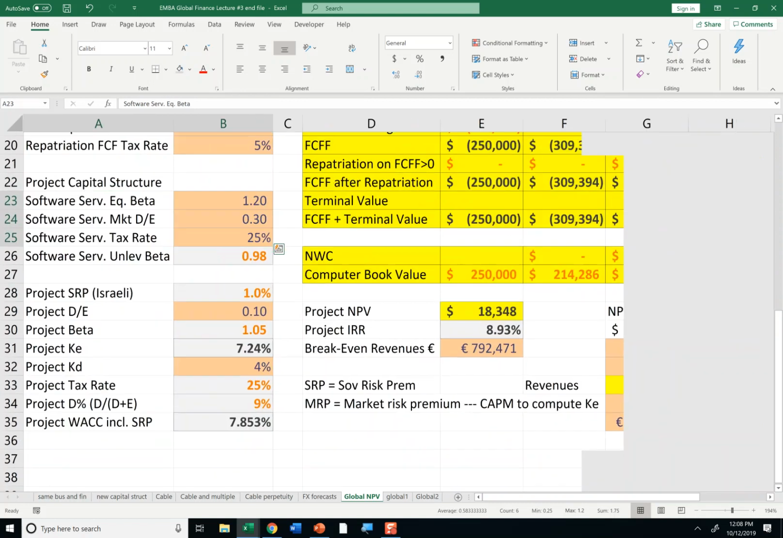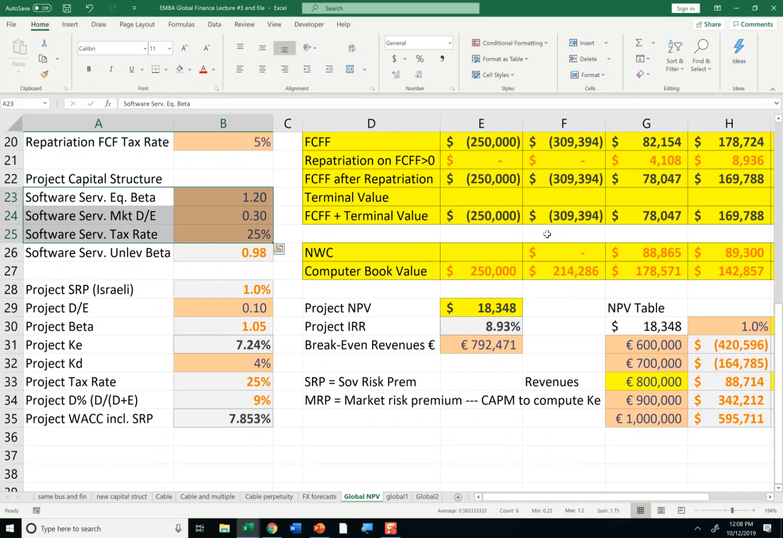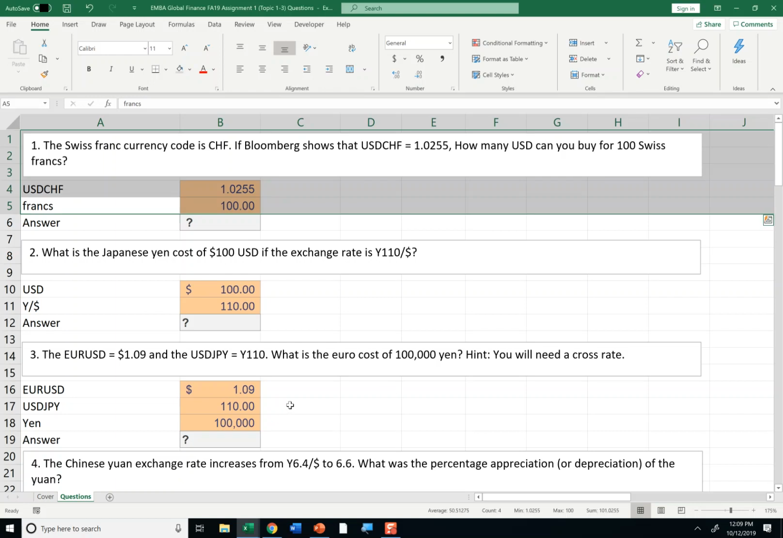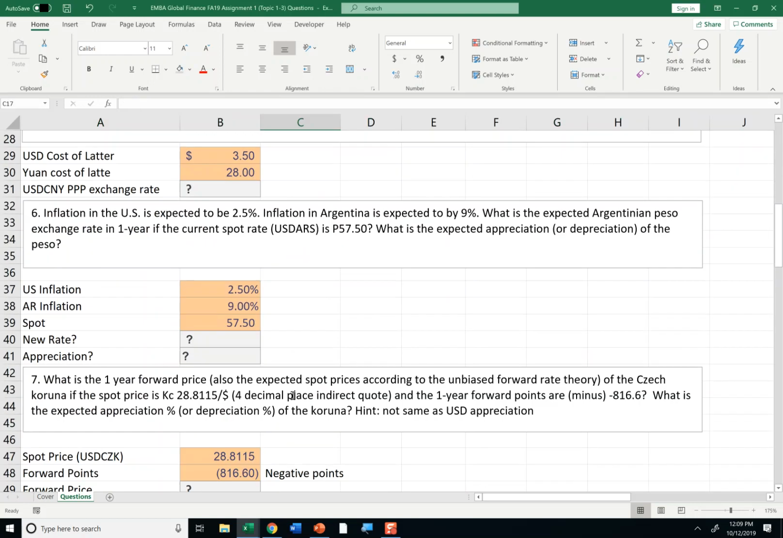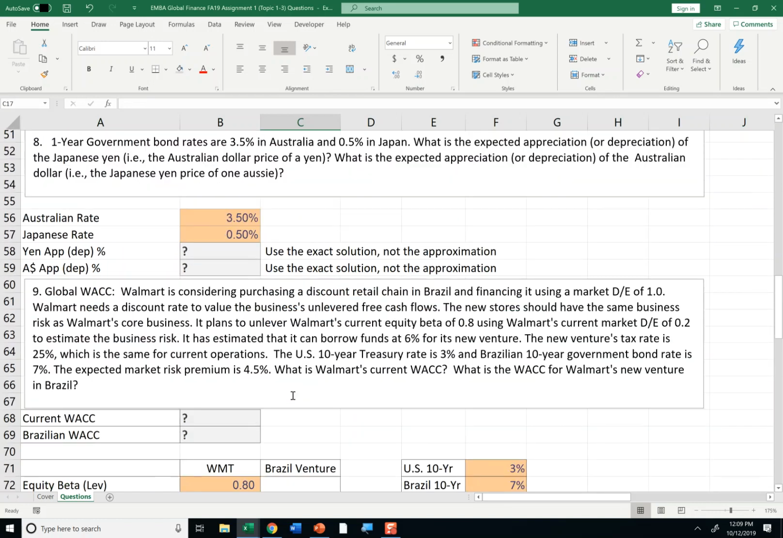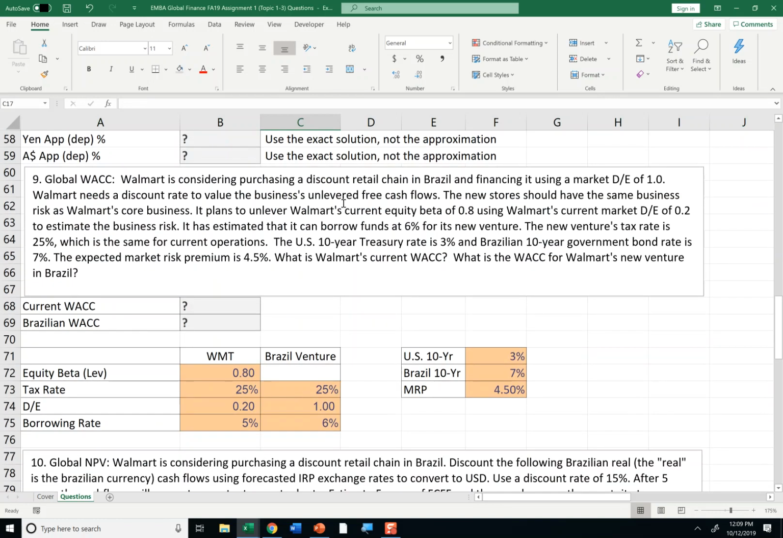So this is it. So let me take a look at the assignments. We have 5 minutes. Let's see if we have enough to do the assignments. Let me see if there's anything I should cover. So here's the last assignment. Well, 9, 10, and 11. All right. Walmart is considering purchasing a discount retail chain in Brazil.